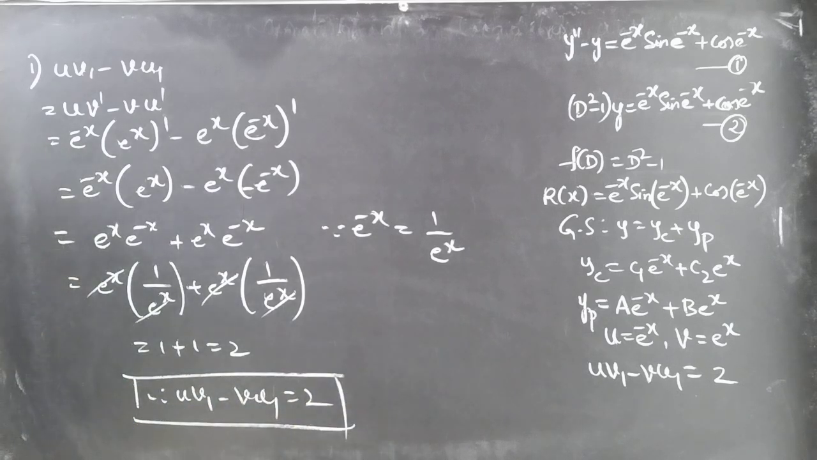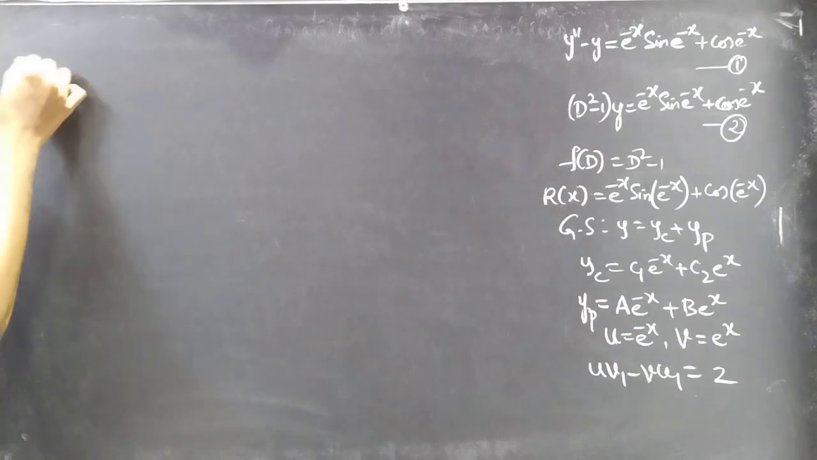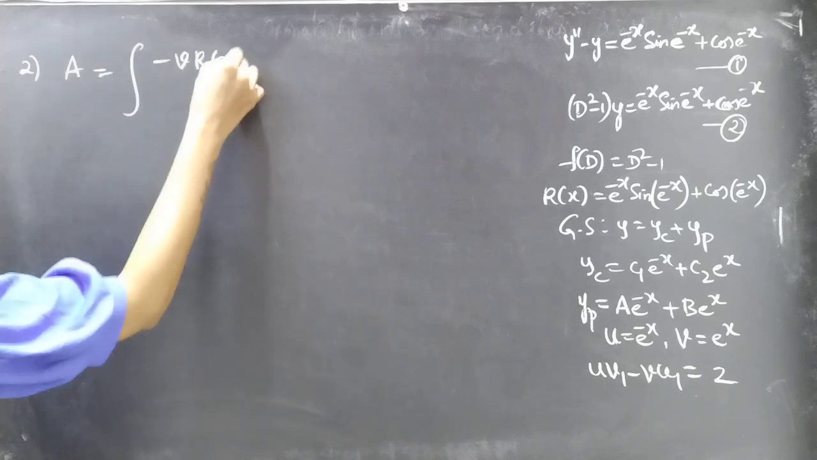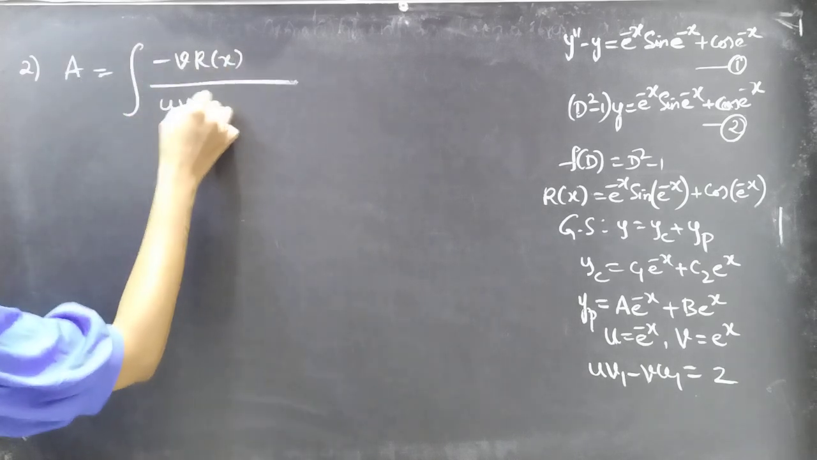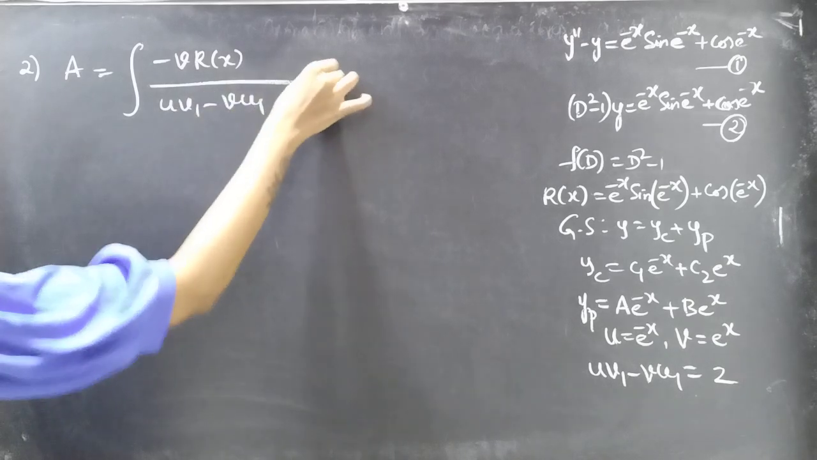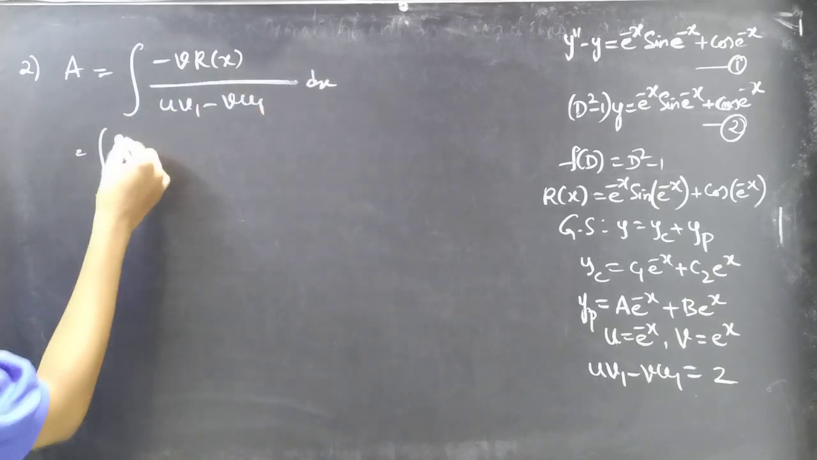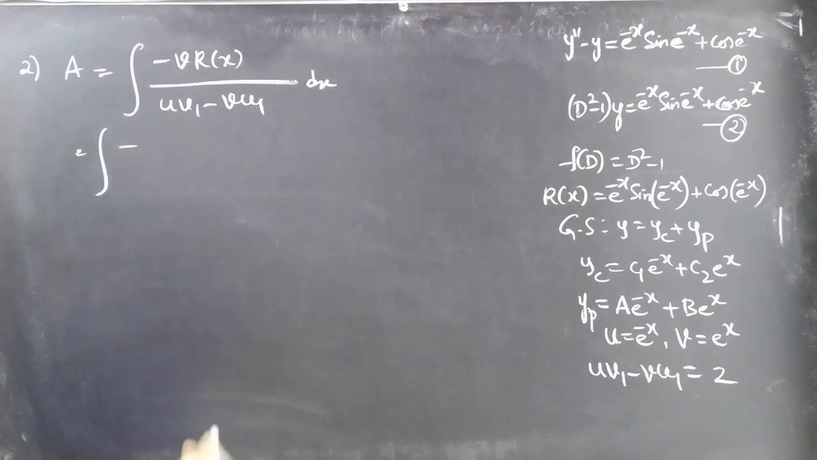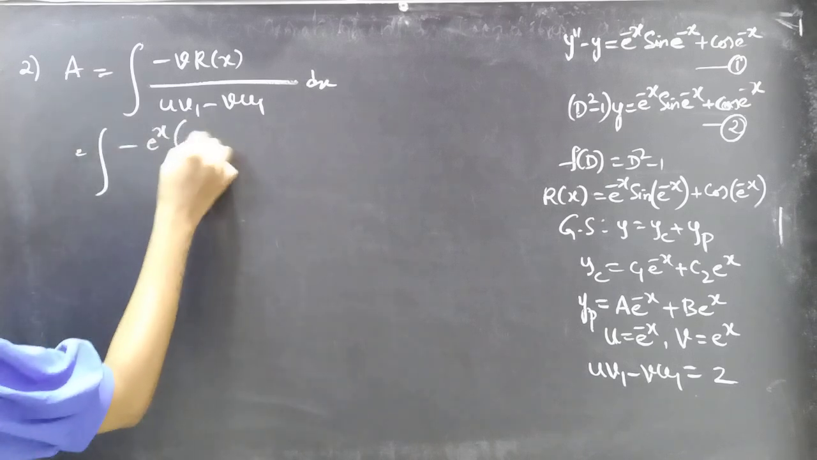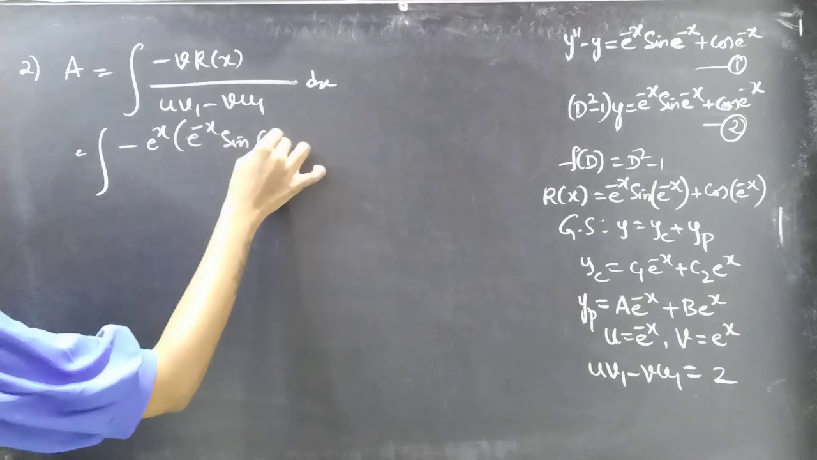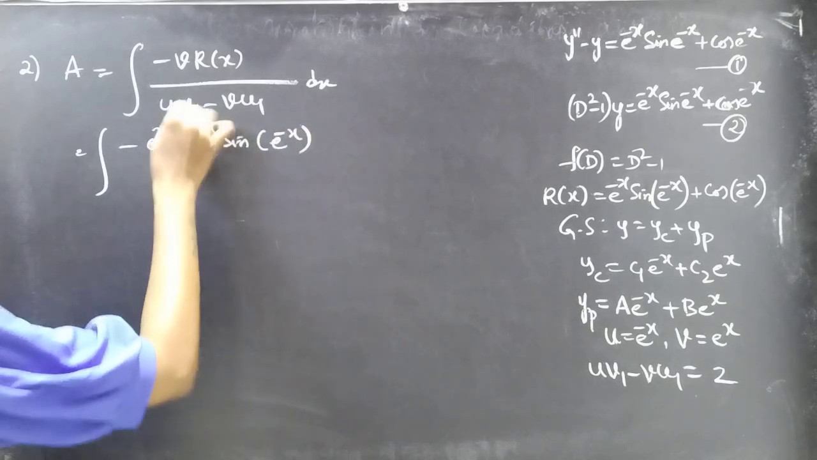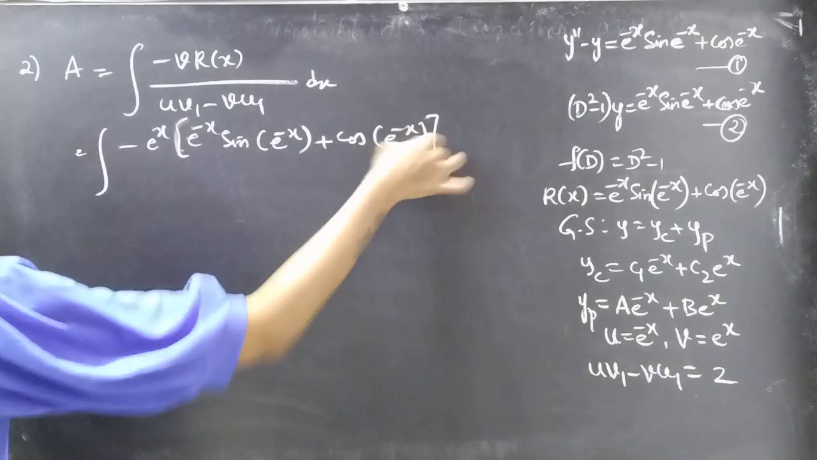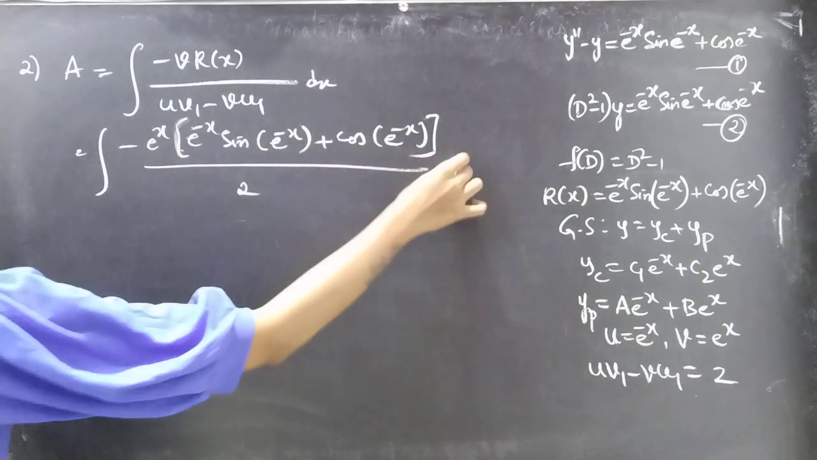Now coming to A. A is given by the integral of minus v into r of x by u v1 minus v1. This is equal to the integral of minus, or rather, minus inside the integral, e power x, r of x, which is e power minus x sine e power minus x plus cos e power minus x, by u v1 minus v1, which is 2, into dx.